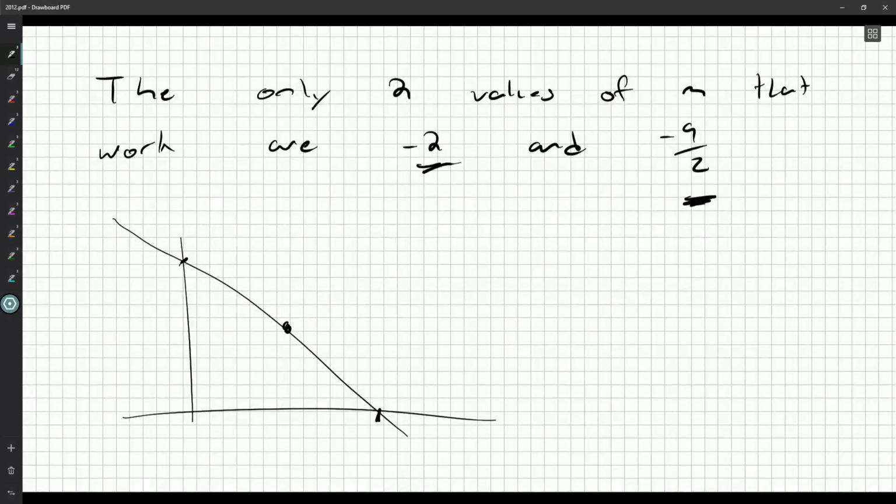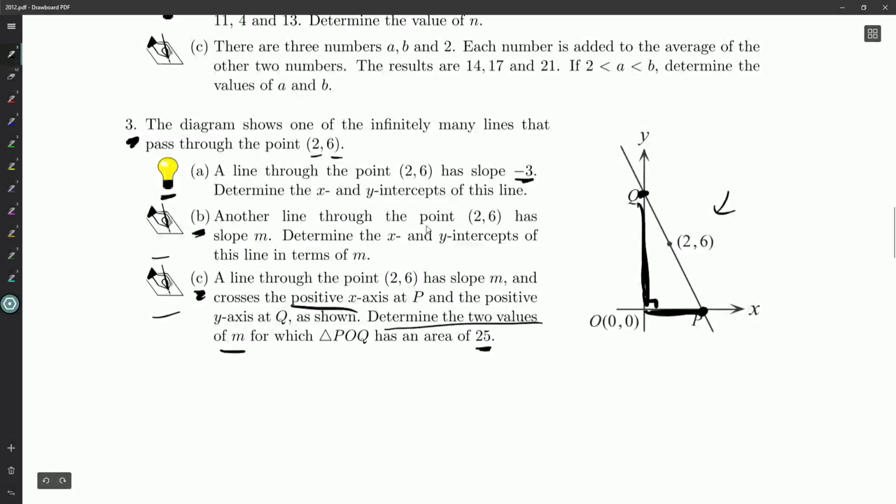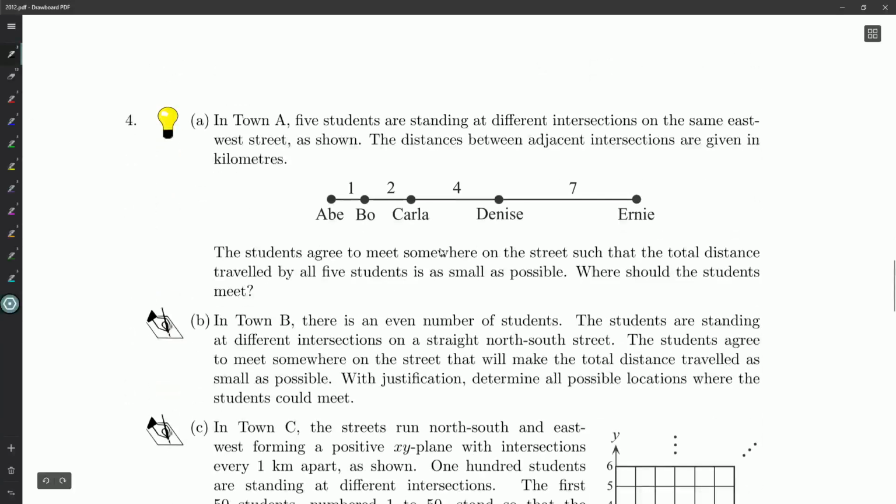So, actually, let's quickly double check. There isn't a D part here, is there? Nope. So, on we go to question number 4.